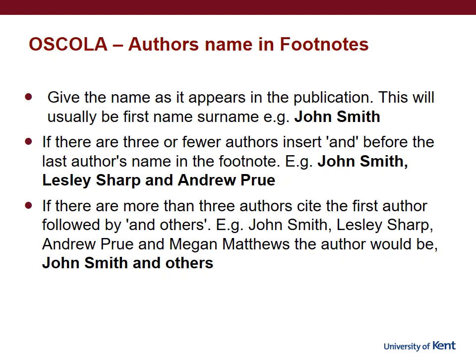When referring to author names in footnotes, it's best to give the name as it appears in the publication. So this will usually be the name surname, i.e. John Smith. If there are 3 or fewer authors, insert "and" before the last author's name in the footnote. So for example, John Smith, Leslie Sharp and Andrew Prue. If there are more than 3 authors, cite the first author followed by "and others." For example, John Smith, Leslie Sharp, Andrew Prue and Megan Matthews. The author would be John Smith and others.